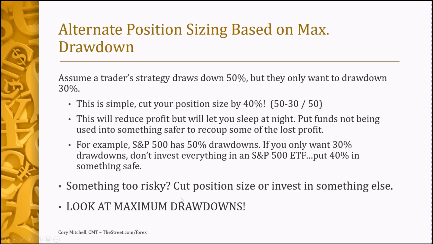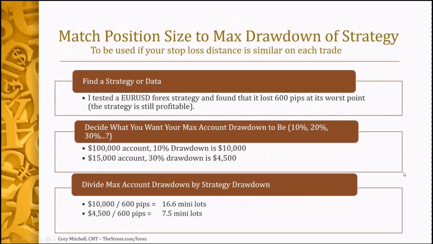If you don't know what your maximum drawdown is in your strategy or investments, then you've put yourself at a huge, huge disadvantage. So how do we actually find our position size using max drawdown? When we're using this method, we are talking about when your trade risk is about the same. We talked about that a little bit before with the fixed dollar amount. If your position sizes or the trade risk is about the same, this is the method you can use.